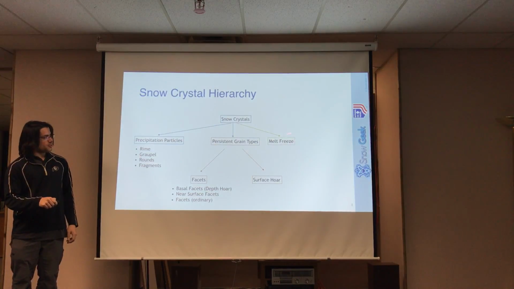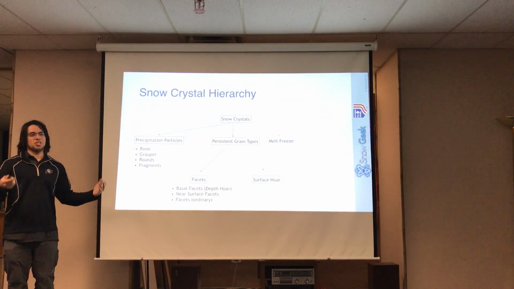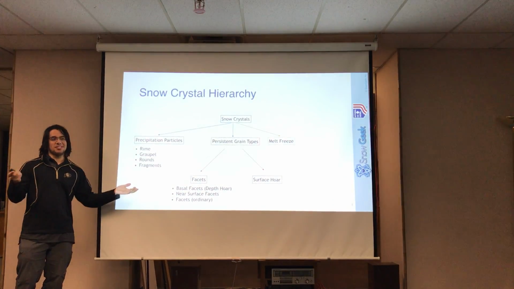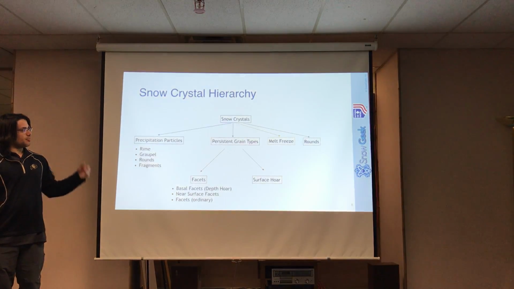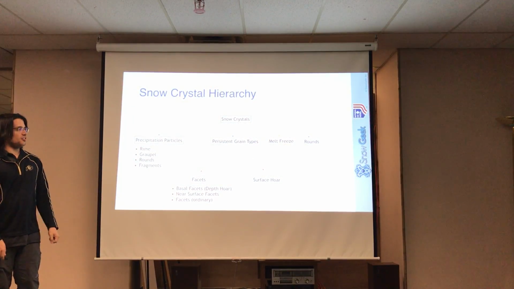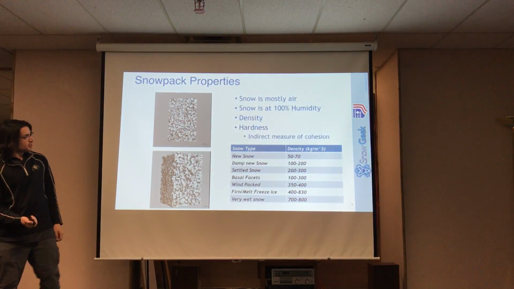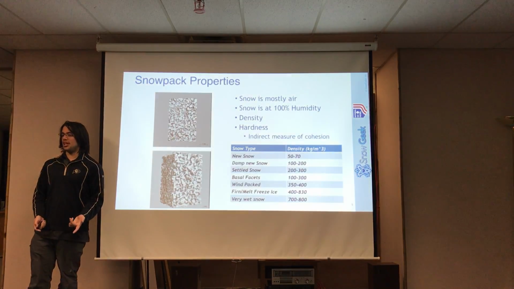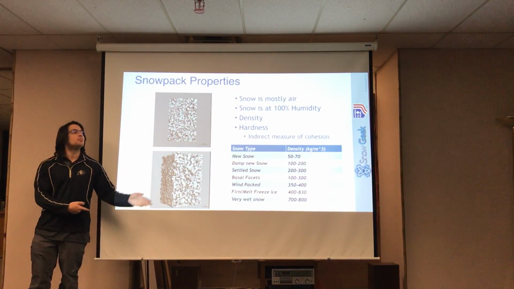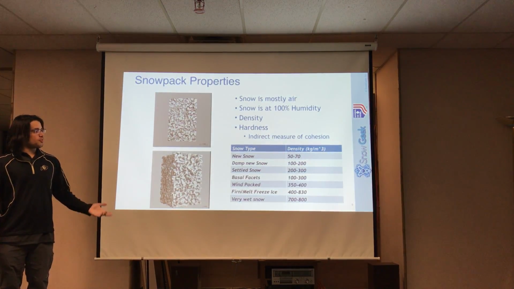Then there's melt-freeze, which happens in the spring, which is self-explanatory. It melts and then it freezes, and then it does it again, making great corn. And there's something called crusts, which I'll get to later. But first, there's some things about the snowpack that are useful to know before understanding how those things come to be. So first, snow is mostly air.